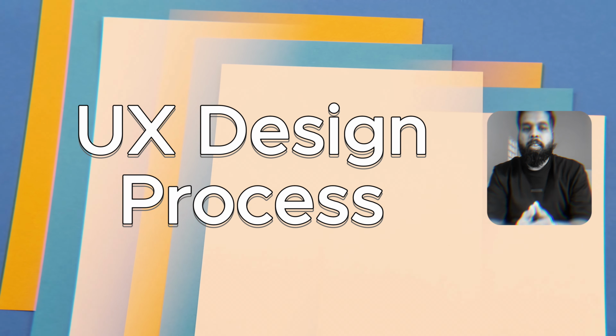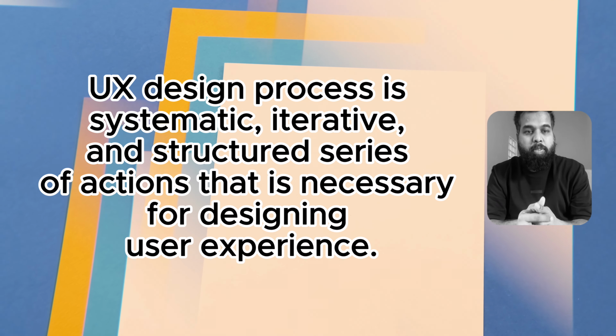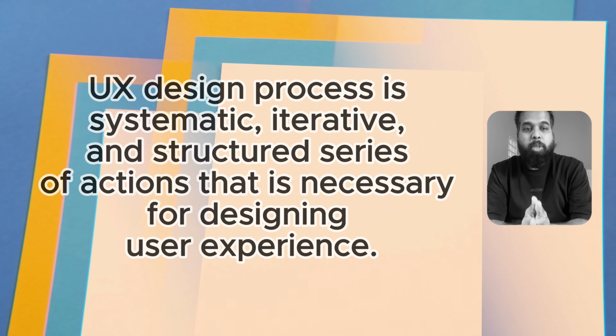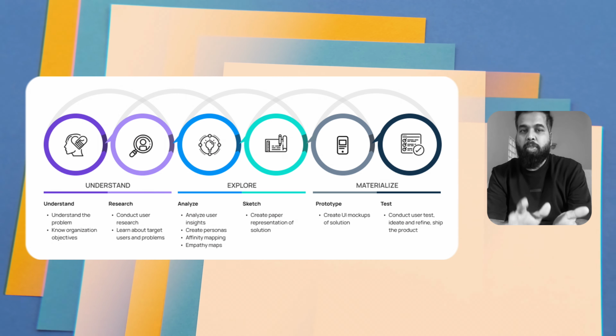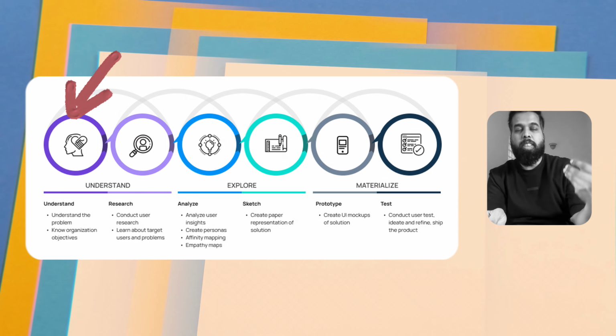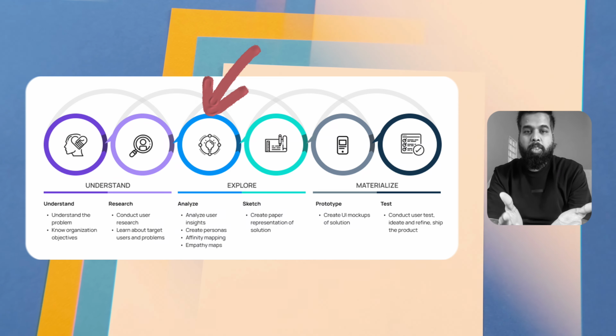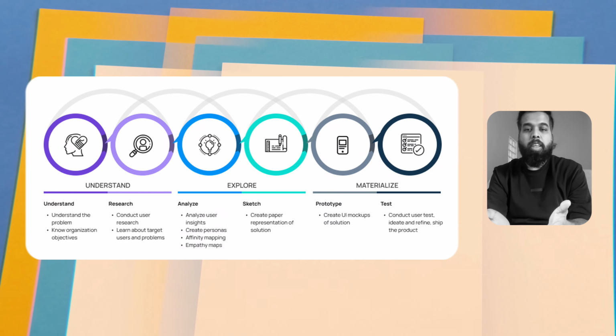UX design process. A UX design process is a process that UX designers and practitioners follow when they approach a UX project. It consists of a few steps. Number one can be understanding your users, which we call empathizing with your users. Then we have the research phase, where we do research about these users and the competitors, and everything comes under this research phase. Then we have the analyzing phase, where we analyze all the raw data that we gathered through user research. And finally we have sketch, prototype and test.